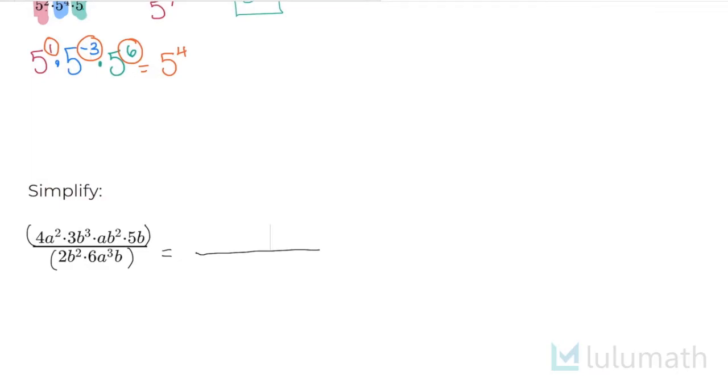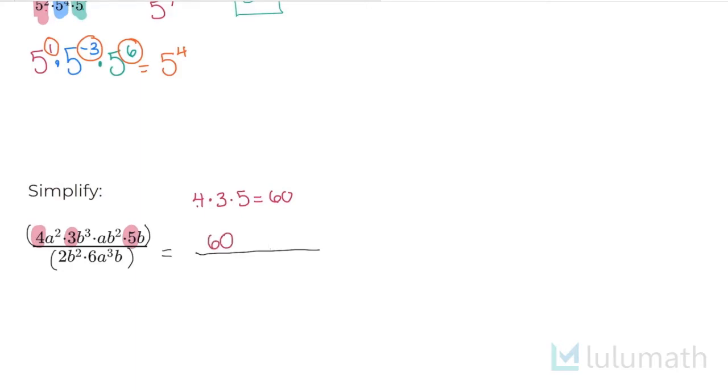So when I do this, let's take a look at our coefficients first. Here I have a coefficient of 4, a coefficient of 3, and a coefficient of 5. So when I multiply 4 times 3 times 5, 4 times 3 is 12, and then 12 times 5 is 60.